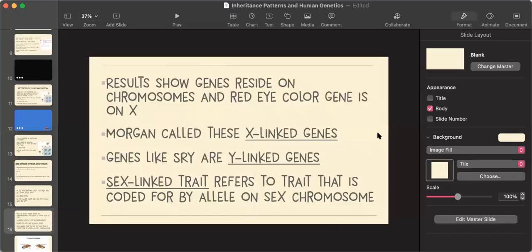So the conclusion is that if you have genes that are on the X chromosome, those are called X-linked genes, and genes like the SRY gene, which determines male gender or male, what would you call that? I don't know what you call that now, biological assignment or something. Anyway, what determines a male genetically is SRY, and that's on the Y chromosome, so that's called a Y-linked gene. So in general, a sex-linked trait is any trait that is coded for by an allele on a sex chromosome, whether it's X or it's Y.